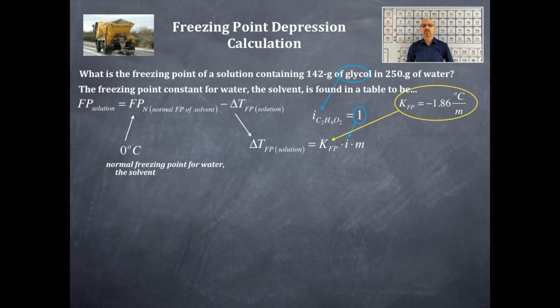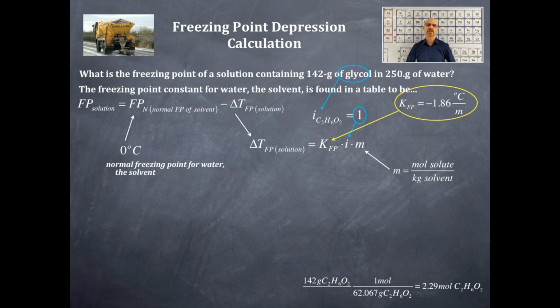Now, I need to get the molality. Molality is moles of solute per kilogram of solvent. So I'm going to convert the moles of ethylene glycol, and that's down there at the bottom, using the molar mass of ethylene glycol. I get 2.29 moles of ethylene glycol. That's going to go in the numerator. Then I'm going to take my 250 grams of water, divide by 1,000 to get kilograms of water, and then I plug into that molality equation. I'm going to simplify this here by doing a little division, and my quotient is 9.16 molal.